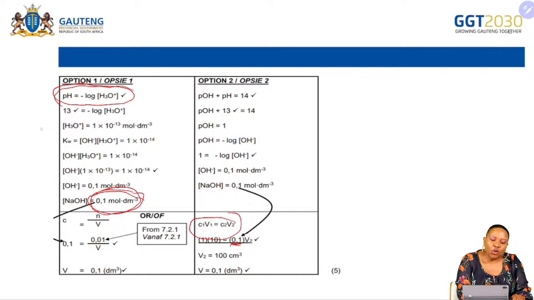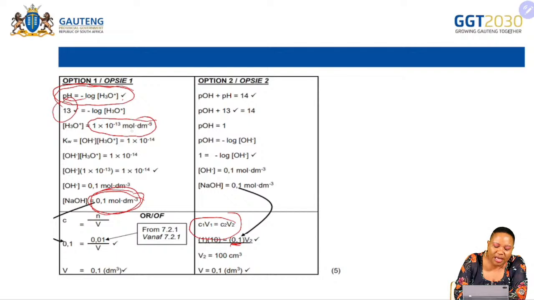How do we find it? We are going to say pH equals minus log of the concentration of H3O plus, and the pH is given to us as 13. We find the H3O plus concentration using this pH calculation. And then we use Kw to find the concentration of OH minus, which is the concentration of sodium hydroxide. Why are we saying the OH minus concentration is the same as the sodium hydroxide concentration? Because sodium hydroxide is a strong base.